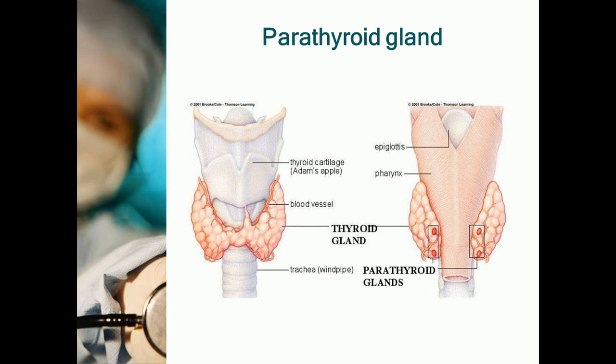So you can see here the parathyroid gland, which is just located below the thyroid gland. You can see here this one is the epiglottis and then the pharynx. This is the thyroid gland. So below it you can see this is the parathyroid gland. Here is the trachea and here is the thyroid cartilage and blood vessels.